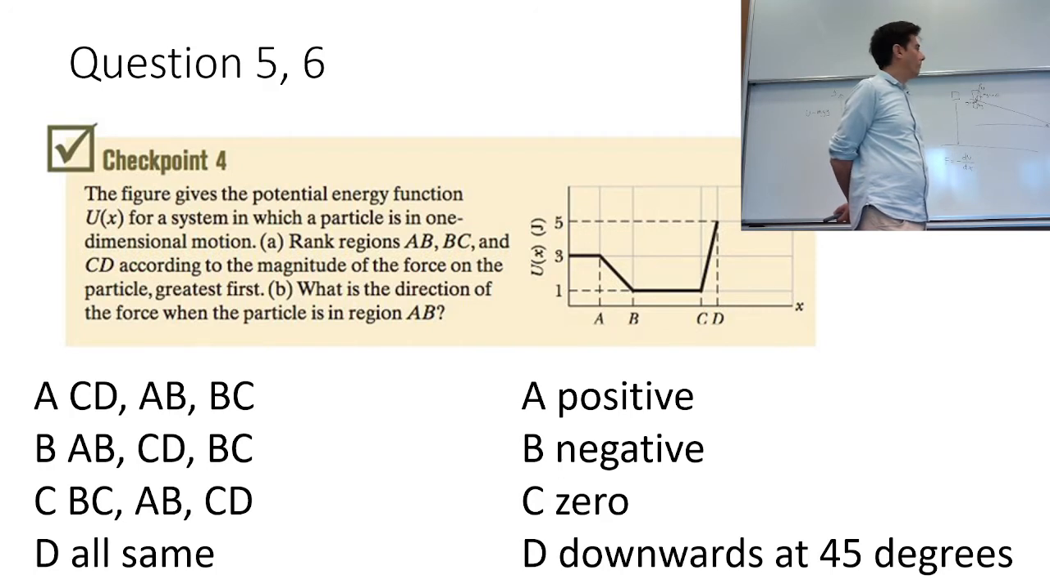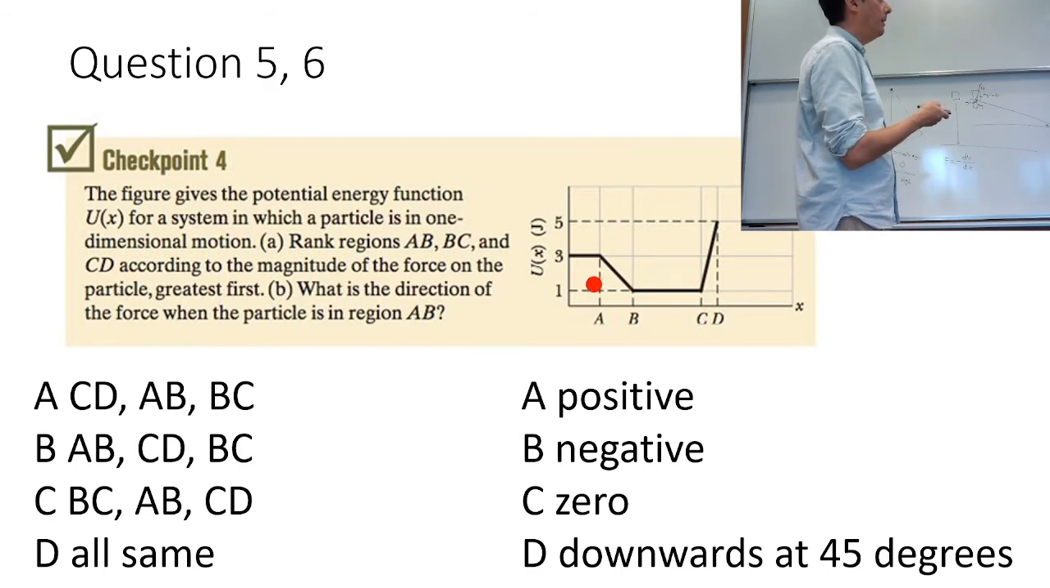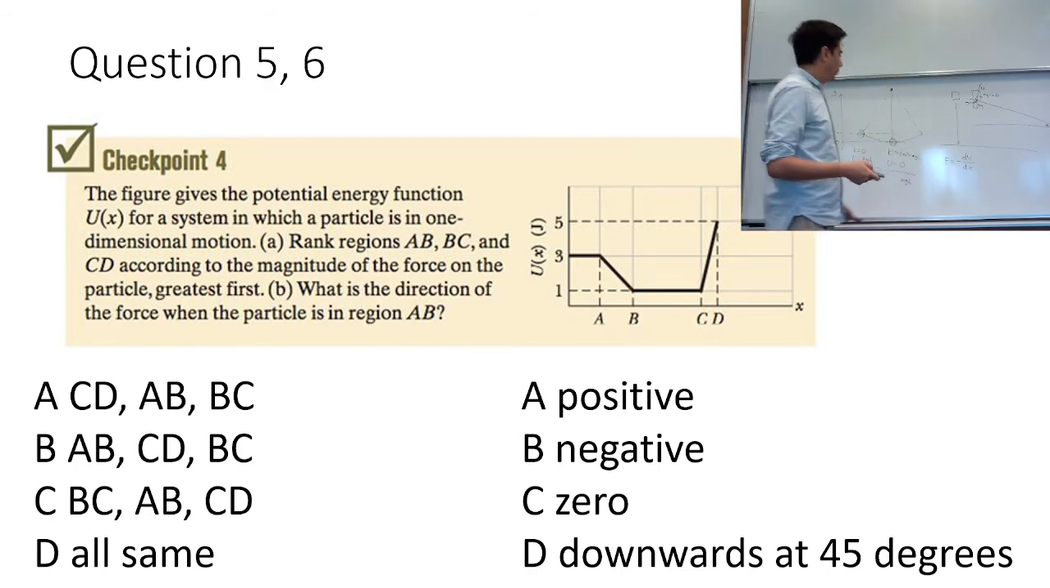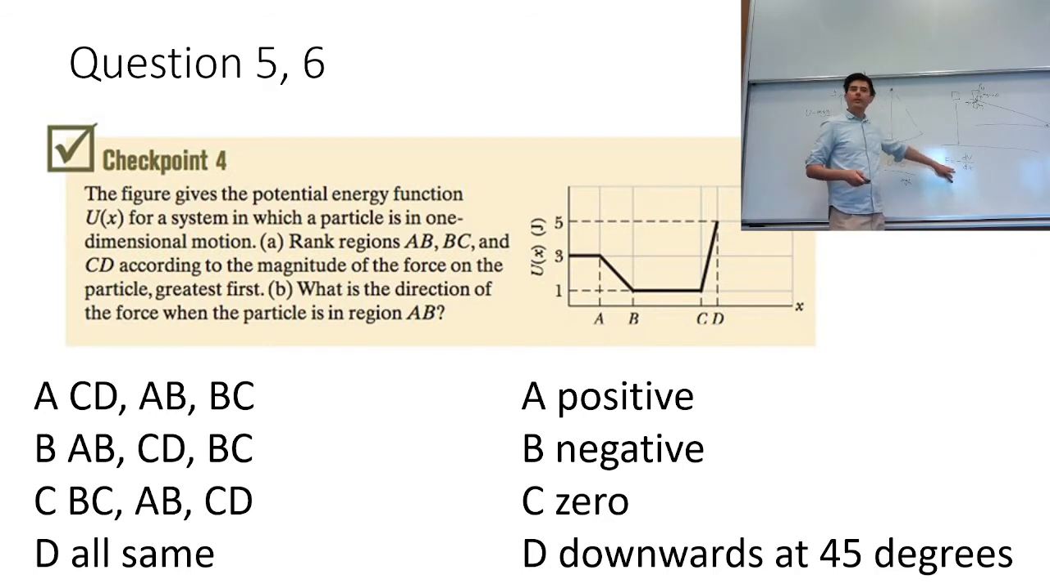CD, AB, BC. Right, so CD and then AB and then BC, yes. That's right. So force is the derivative, yeah? So it's the slope on the potential energy graph. And it says magnitude, so we don't really have to worry about the sign. So this has the sharpest slope, so it's got the largest force. This is second largest. This is, in fact, 0, because it's constant.